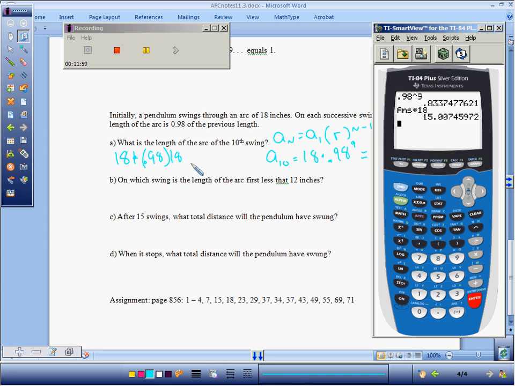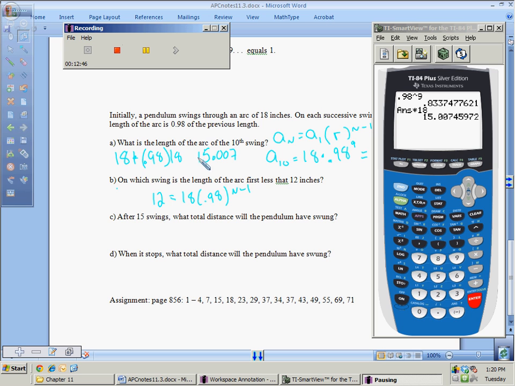Okay, so after the 10th swing, the length of the arc that it swung through is 15.007 inches. On which swing is the length of the arc first less than 12 inches? The way I would do that is set this equal to 12: 18 times 0.98 raised to the n minus 1, and then divide both sides by 18.